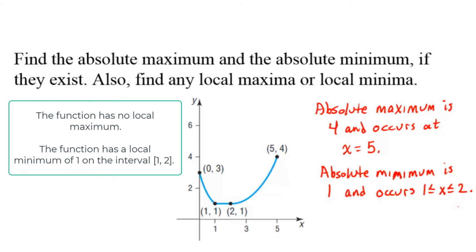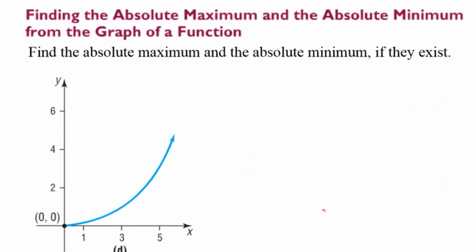You see the difference between a local and an absolute? The local is just within some interval of values, it's the high point, whereas with the absolute, over the entire domain of the function, it's the highest point. Here we want to find the absolute maximum and the absolute minimum if they exist.